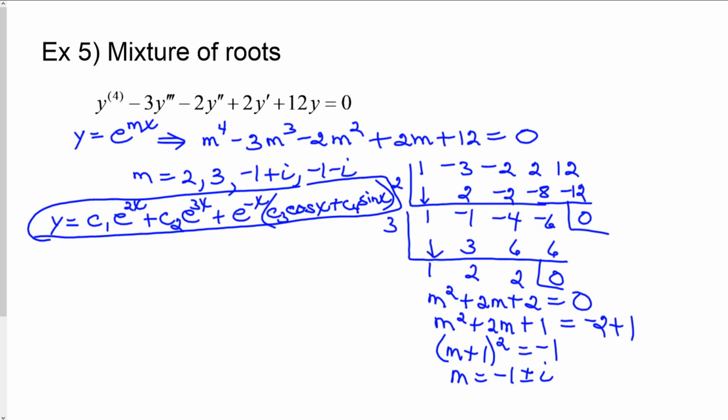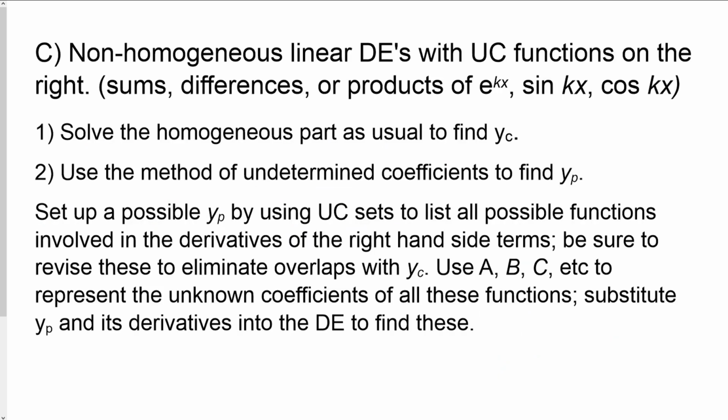All right, so those are all 3 cases plus a mixture. So now we're going to go into the technique that we learned for solving non-homogeneous linear differential equations. Usually they have constant coefficients on the left, but that is not required for this technique.